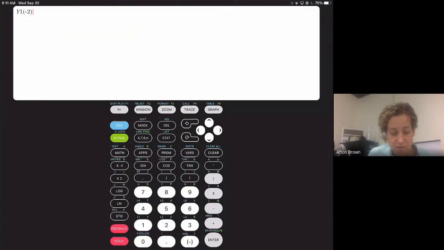This notation on our calculator, when it says y1 at -2, is exactly equivalent to f at -2. We hit enter, and there's the 24. So we didn't have to type in all the parentheses and everything. Yes, I will. Thank you, Sean.